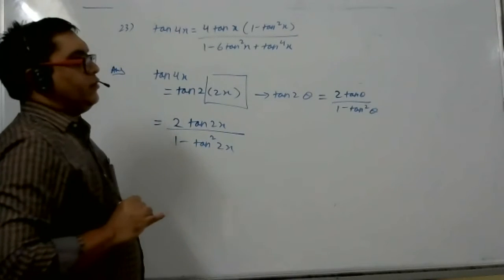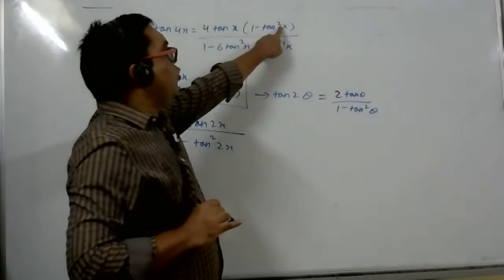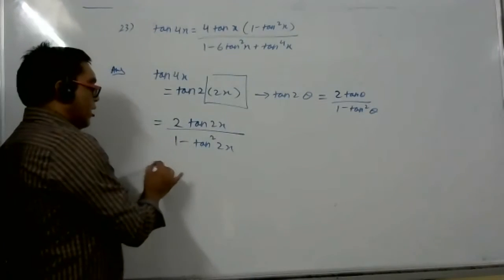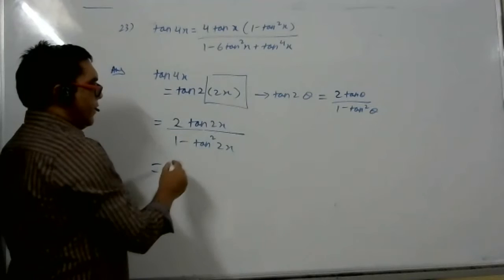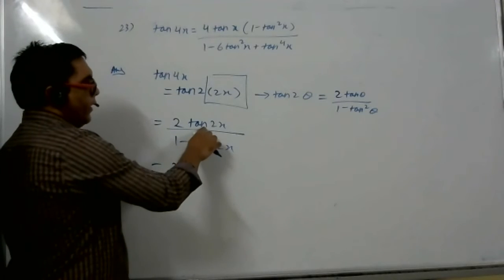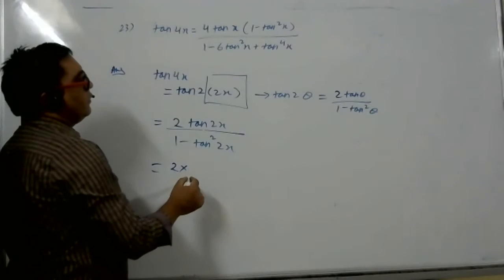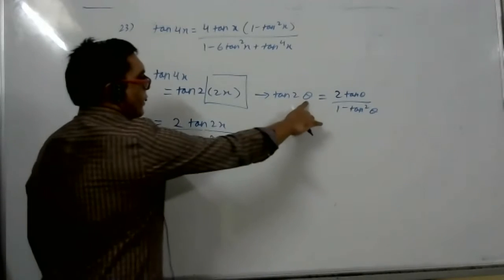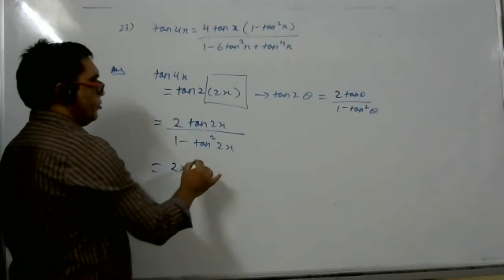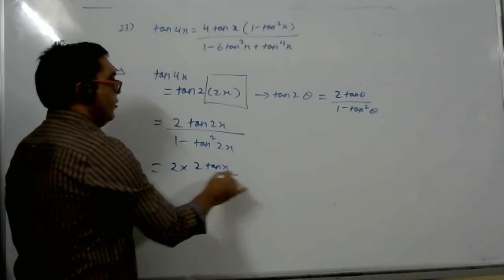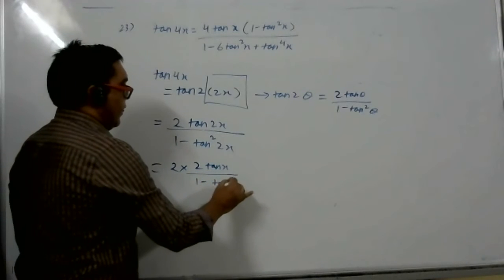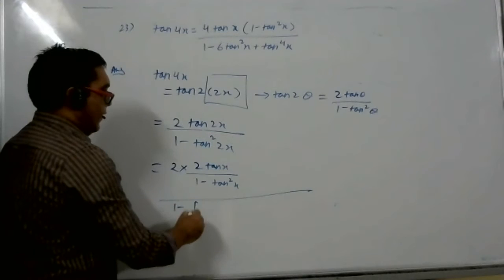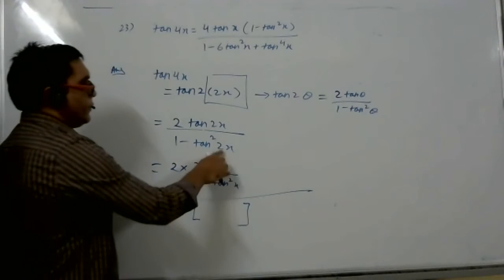But we have not finished, student. In the answer, we don't have tan 2x, we have tan x. Everywhere x is there. So what is the way out? Again, use the formula for tan 2x. Again, use the same formula. Tan 2x, use the formula. What is it? Tan 2x formula, student: 2 tan x by 1 minus tan square x. Again, use tan 2x.